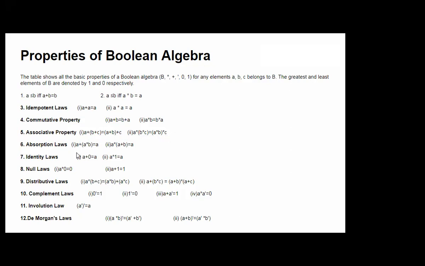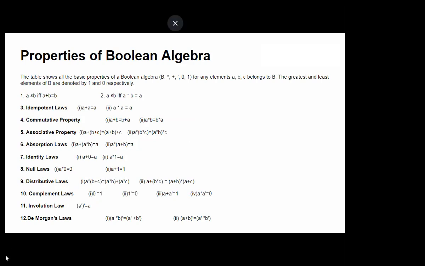Okay. Then absorption law is there. How is it absorbed? A plus A star B is equal to A. B will be absorbed here, so the name is absorption. Same, A star (A plus B) gives us A. B will be absorbed. Then identity laws. What are those? A plus 0 gives us A, and A star 1 gives us A. These are known as identity laws. The null laws, what are they? A star 0 is equal to 0 and A plus 1 is equal to 1.